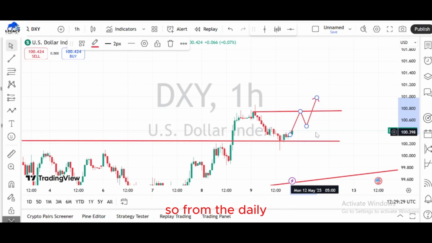So from the daily, the 4 hours, and the 1 hour time frame, we can conveniently say that the DXY will be bullish this week.